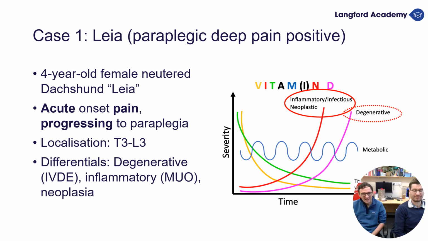Just to recap this case, we've got a 4-year-old female named Daxi, who initially had acute onset spinal pain, which has now progressed to paraplegia. Her neurological exam localises to T3-L3. So the most likely differentials are either a degenerative disease, such as intervertebral disc disease based on her breed, or other diseases such as inflammatory diseases like a meningomyelitis of unknown origin, or a neoplasia.